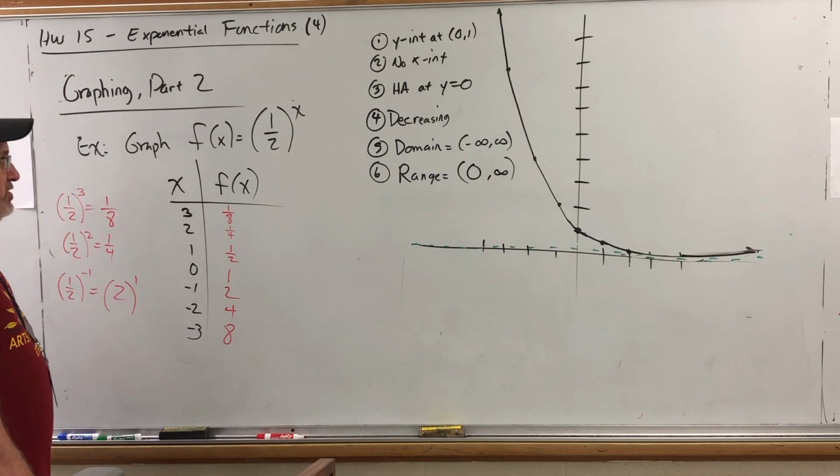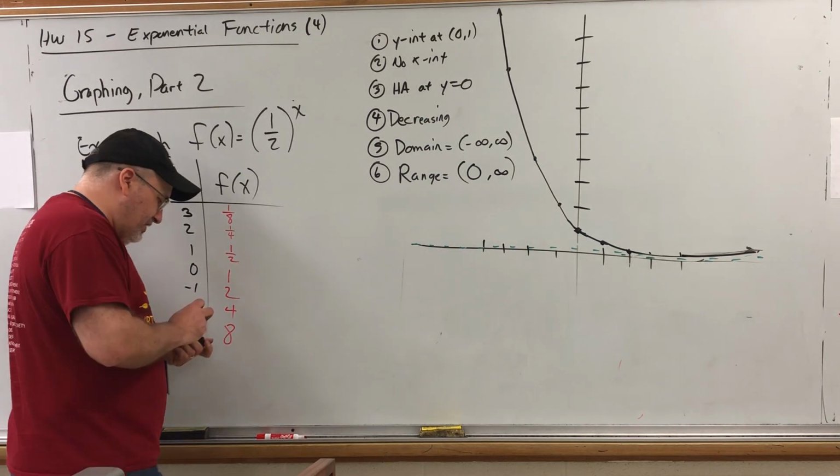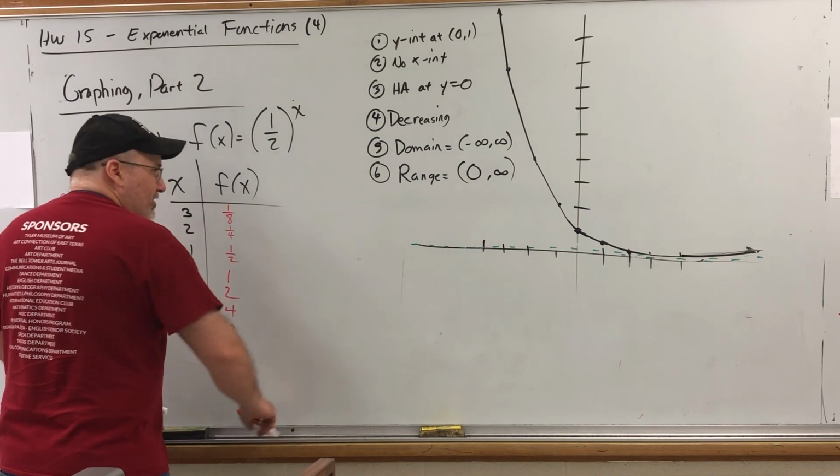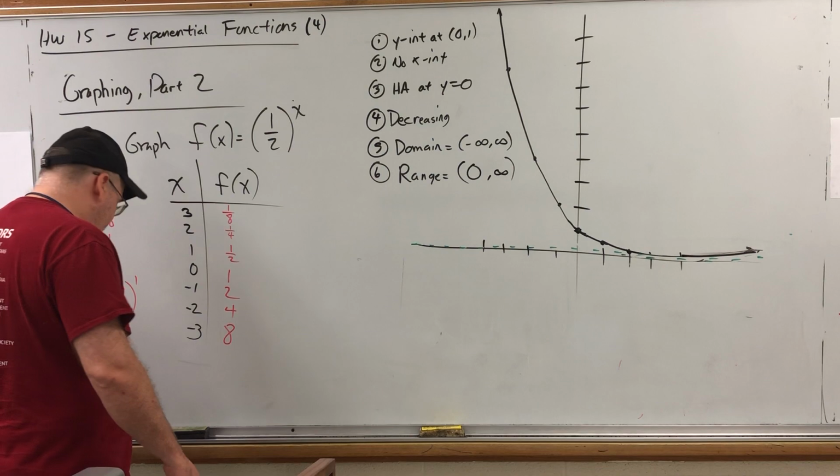So what about this caused it to be the exact same graph except decreasing instead of increasing? And the answer is it has to do with the base. And it's not because the base is a fraction. There are fractions whose graphs would be increasing. It's because of the size of the base.